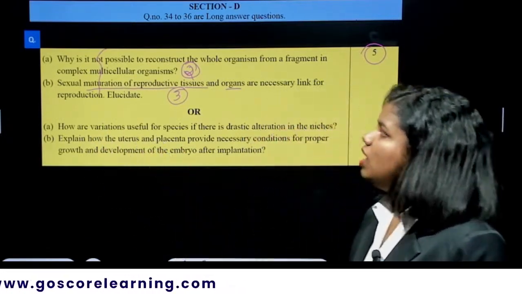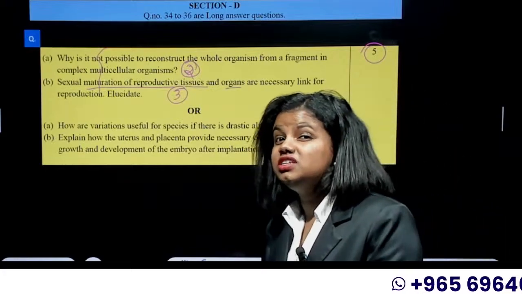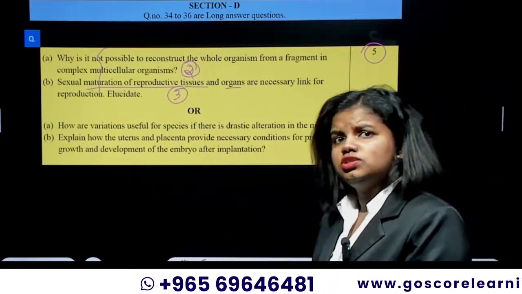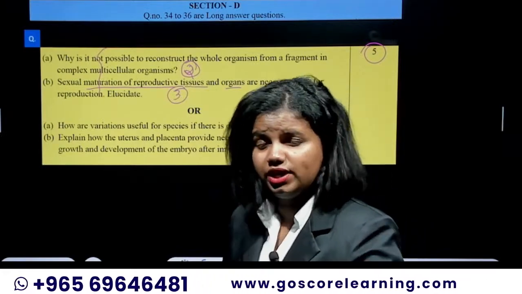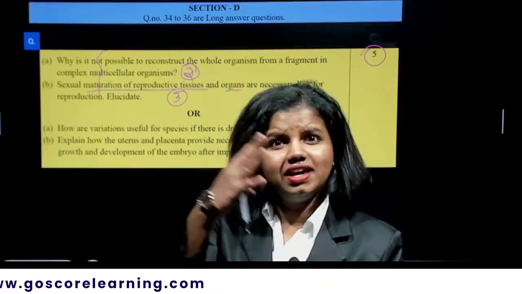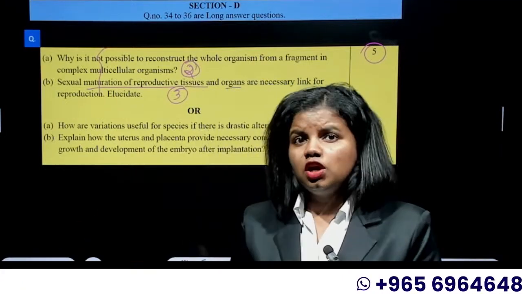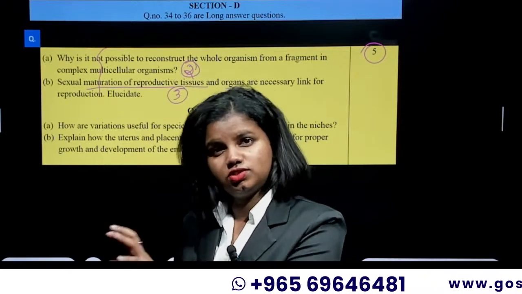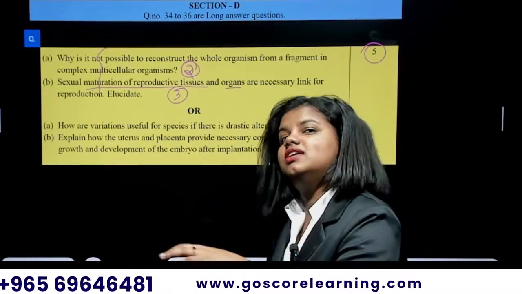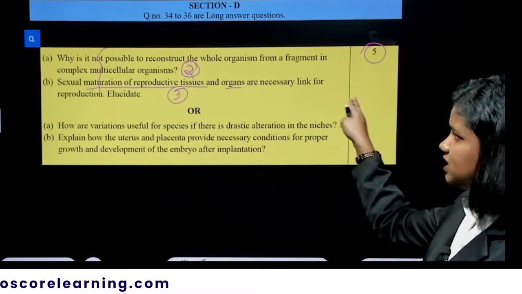So the or question is, how are variations useful for species if there is a drastic alteration in niches? So if the niche is changing, how would the variation help the organism to survive? That's what basically it is. Suppose you have a positive variation in your body which will help you survive an apocalypse, or a very dry climate. Even if your niche changes from a very normal rainy season to a very dry climate, your body will be able to survive that change in niche, right? So a positive variation always helps an organism to survive in any kind of new niche or new environment. That's what we have to explain in that part.